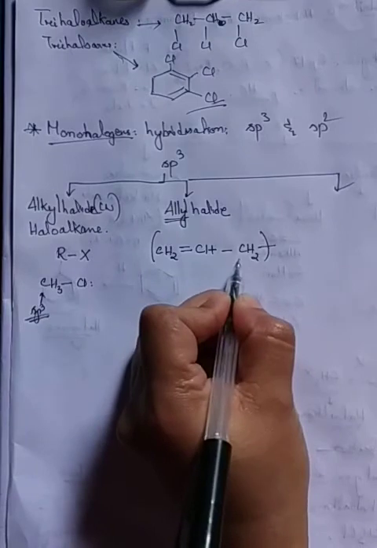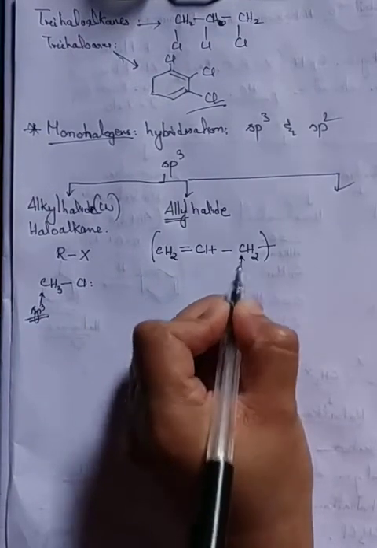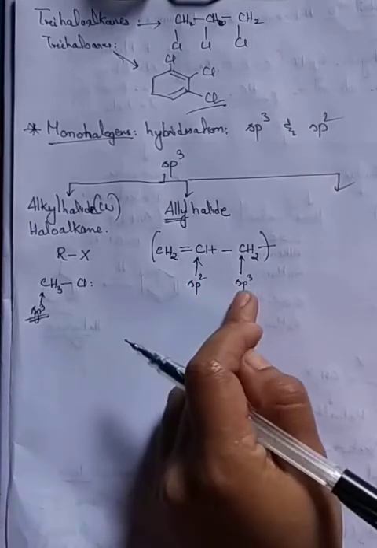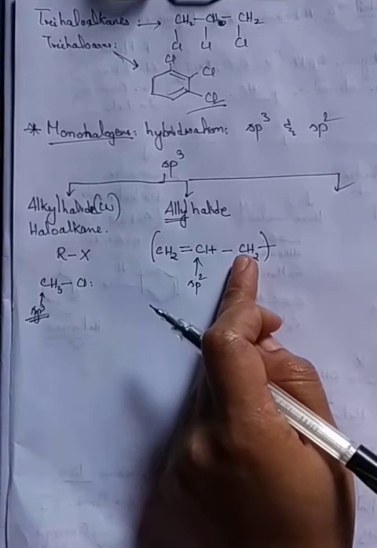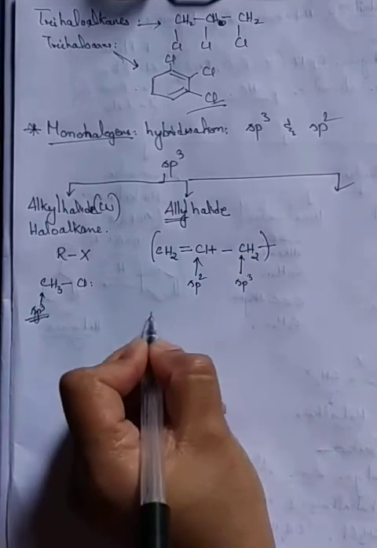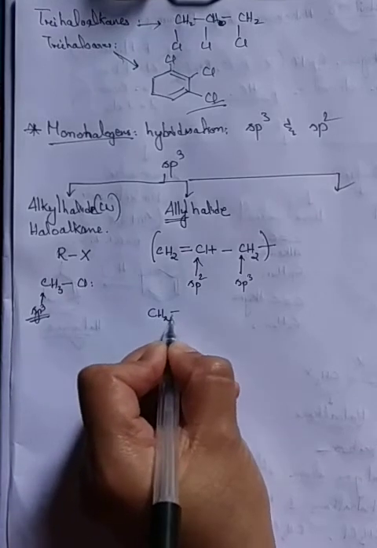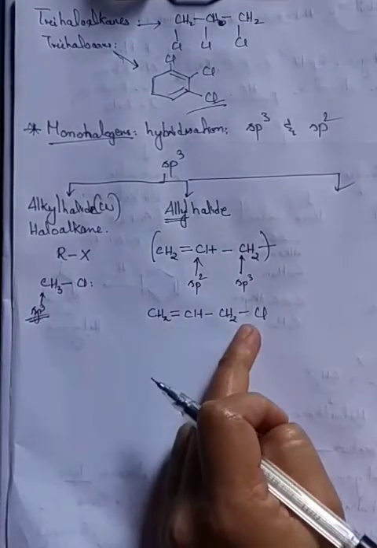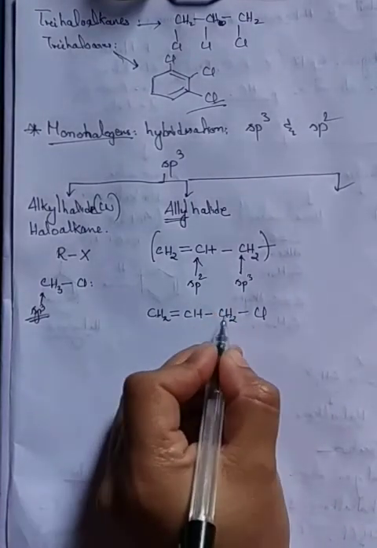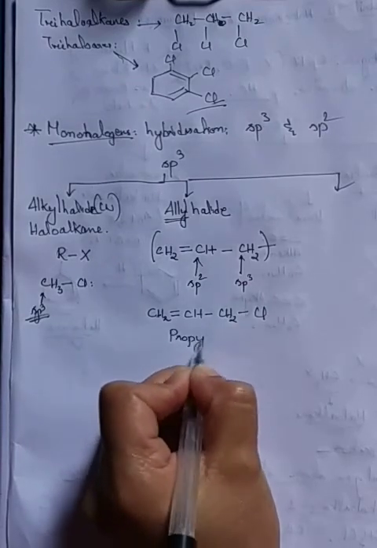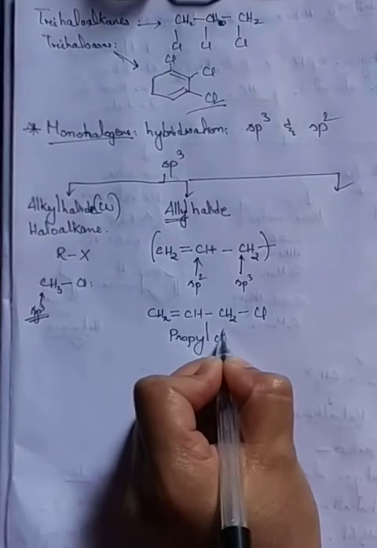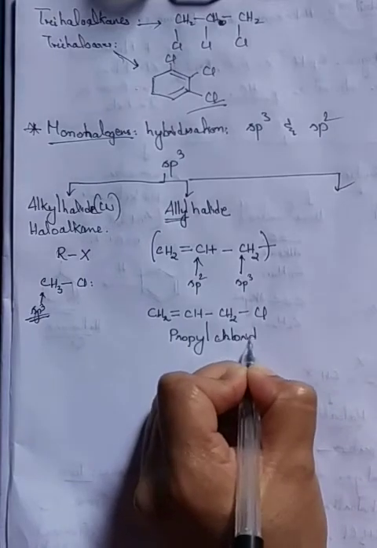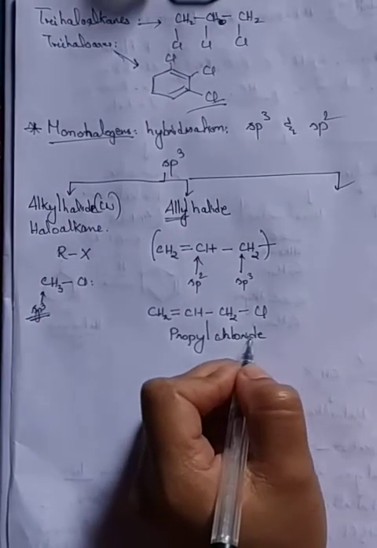Now in this allyl group, the last CH2 carbon is sp3 hybridized, and the second carbon atom is sp2 hybridized. Now our halogen atom should be attached to this sp3 hybridized carbon atom. Therefore, for example, if we have a molecule here, CH2 double bond CH, CH2Cl, this is an example of our allyl halide. This has 3 carbon atoms, so it is also known as allyl chloride or propenyl chloride.